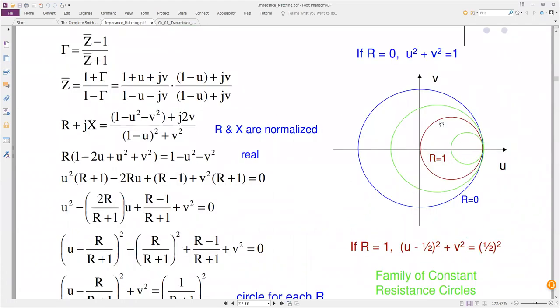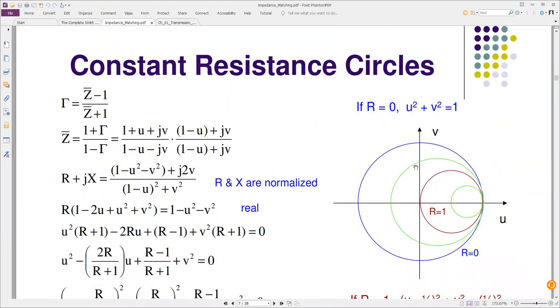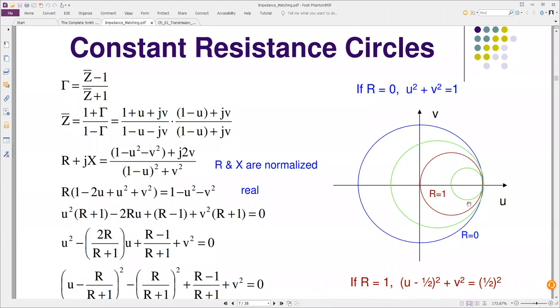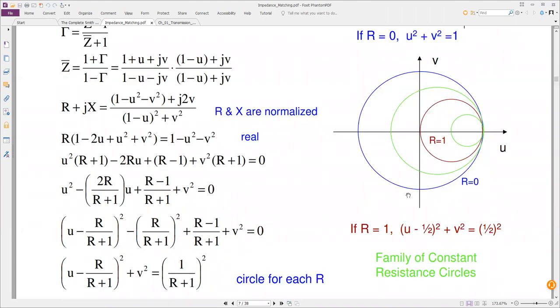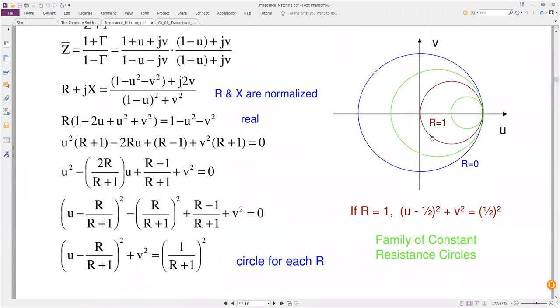See, we can generate the Smith chart lines this way. This is known as the constant resistance circle. This circle is known as the constant resistance circle. Here R is equal to 0 and A square plus B square is equal to 1. R equal to 0 means the resistance is equal to 0. U and V, those are 1. Okay, R and X are normalized, not real values. Okay. This is the constant resistance circle.